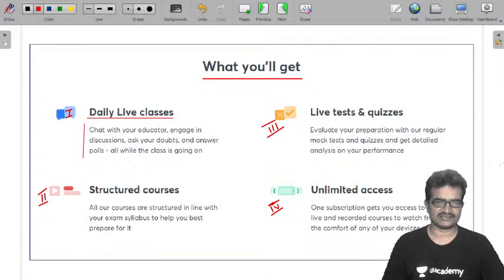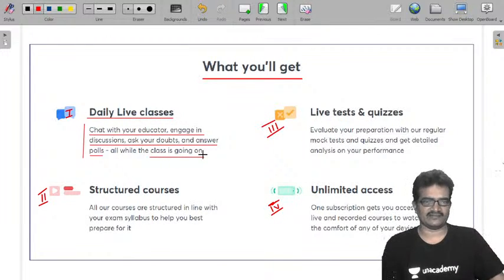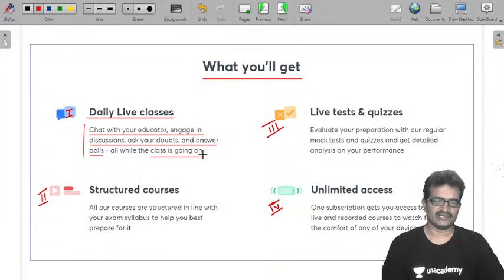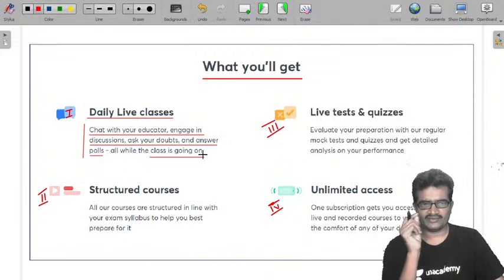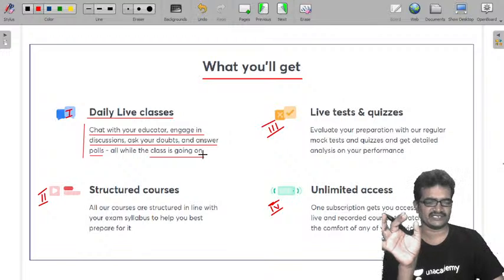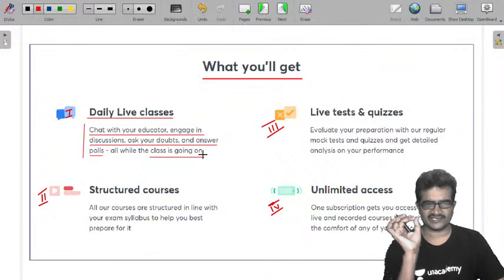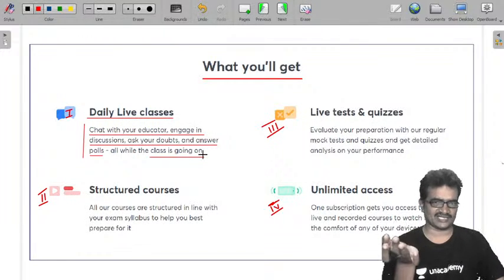So in that live class, you can chat with your educator and engage in discussions, ask your doubts and answer the polls. You can do all these things once class is going on, during class itself. The difference is only that in regular classwork you are sitting in a classroom, but in this you are staying at your home itself. That is the very important thing. Just by sitting at home, you can get all these things. Even by sitting in a classroom you are doing the same thing, not more than that.